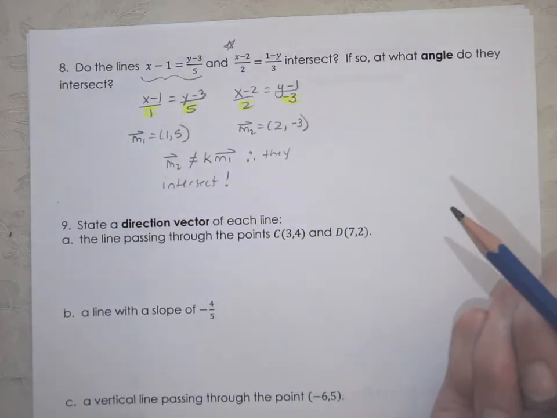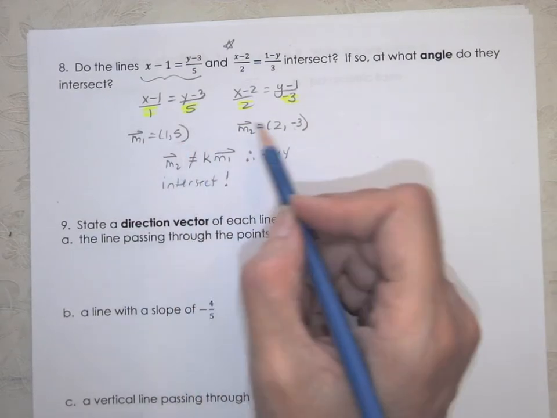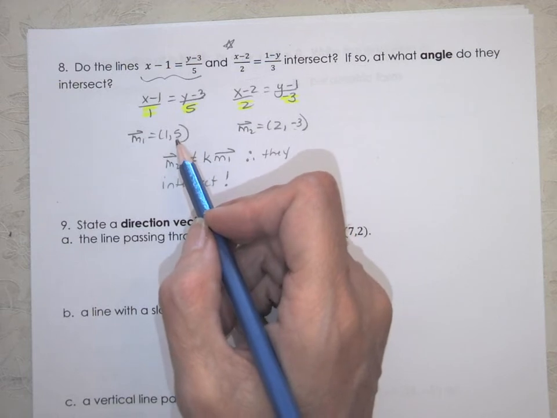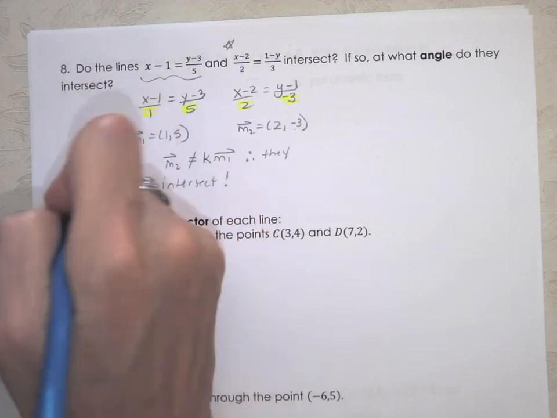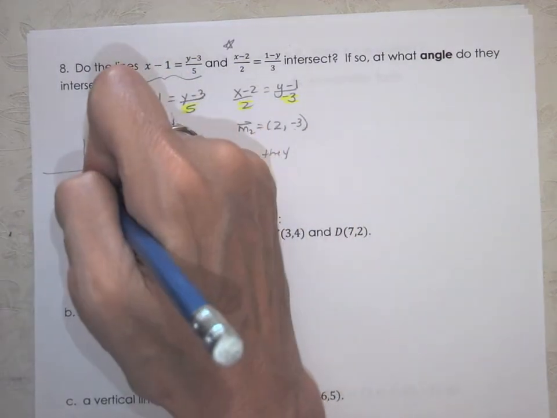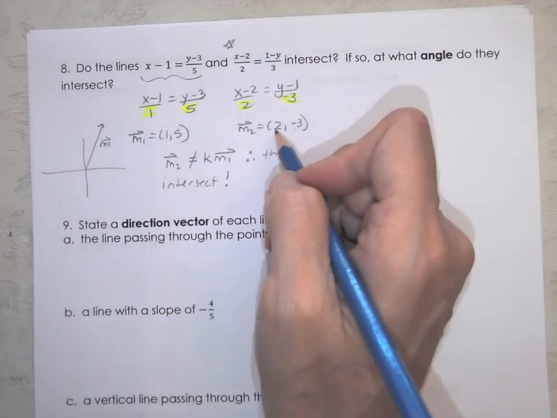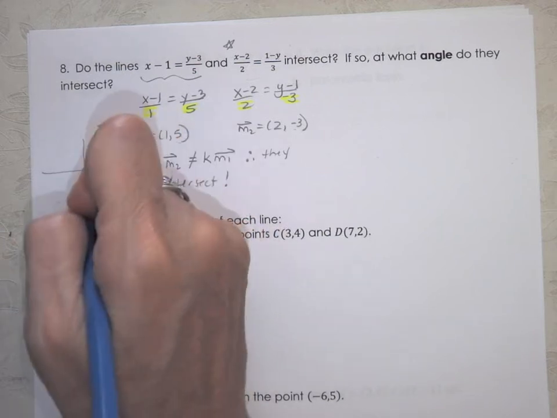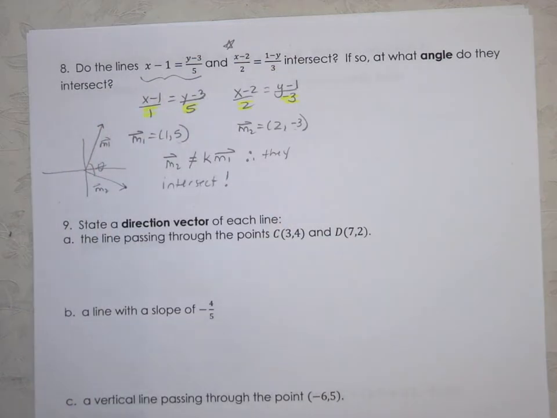If so, at what angle did they intersect? Well, they intersect at the angle between the direction vectors, because these are the 2 different direction vectors of the lines. So we could consider that these could be tail to tail. I'll do a little not very nice diagram here, but (1, 5), something like that. So there's my M1, (0, 0) to (1, 5), (2, -3) maybe over here, and this angle between them is the angle we want to find out. Okay, the angle between the two vectors.